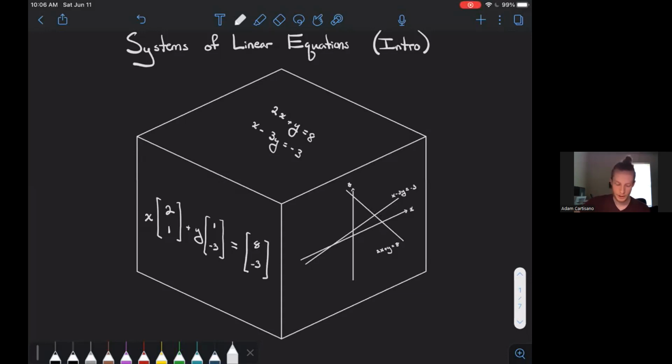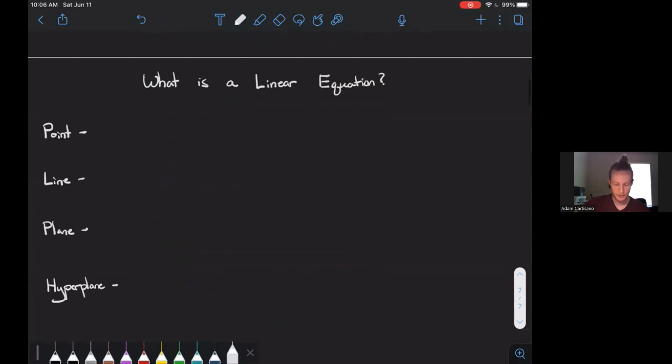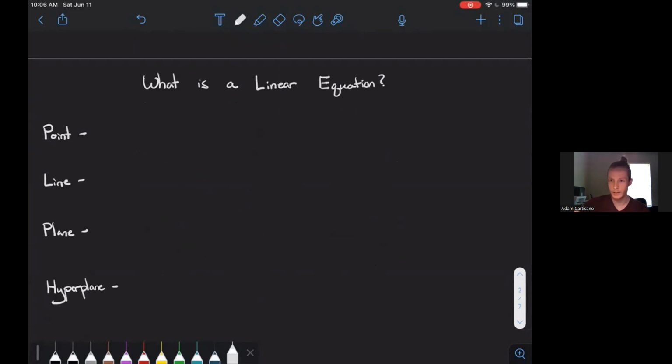And then there's a third interpretation where we're asking what linear combination of these two vectors, (2, 1) and (1, -3), gives us this third vector, (8, -3). We're trying to solve for what linear combination does that. That is something that we're not going to focus on today. Today we're going to mainly talk about the other two. I want to start by giving a definition: what is a linear equation?